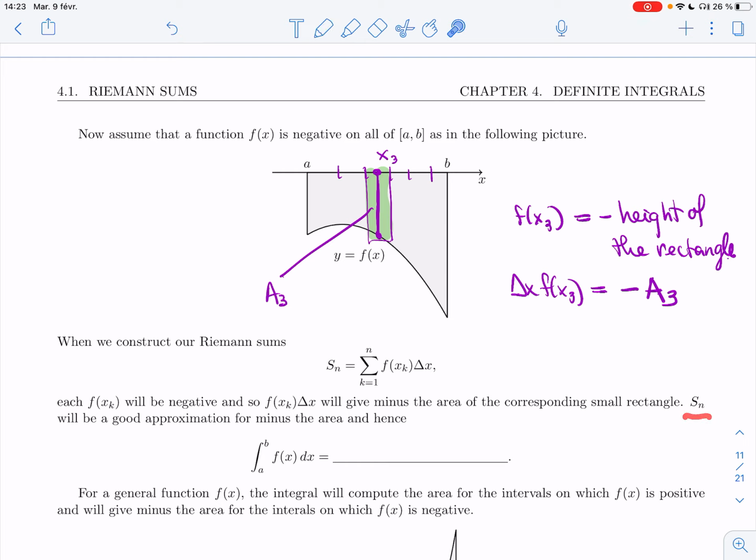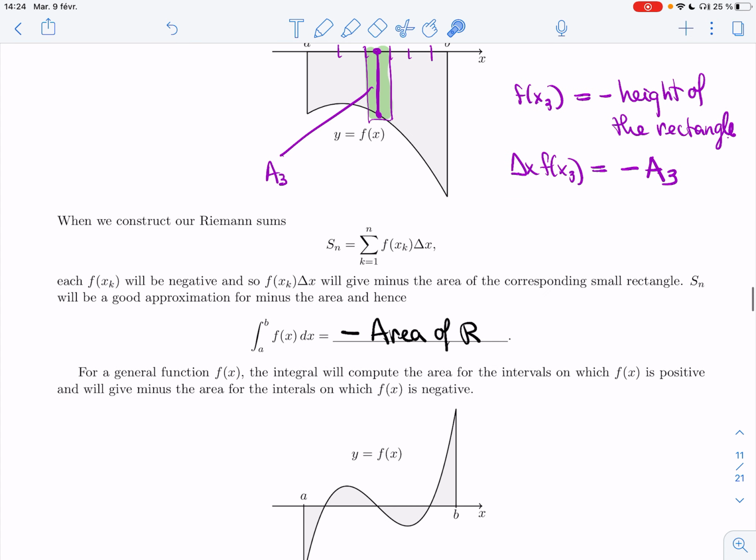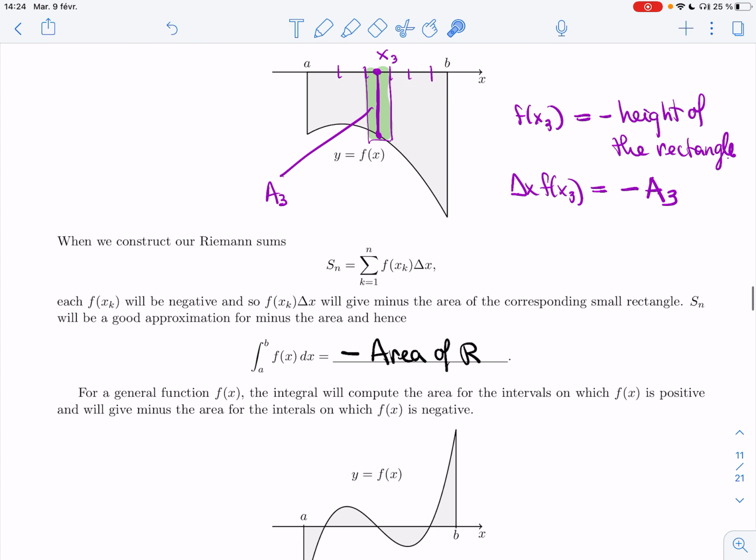And so Sn will be a good approximation for minus the area, and hence the integral from a to b will not give you the area, it will give you minus the area of this region here between y equals f of x and the x-axis. All right, so if it's positive, you get positive the area. If it's negative, you get negative the area.